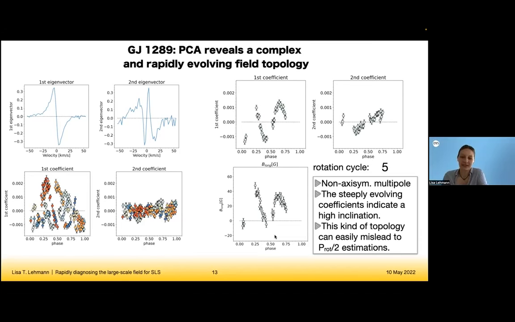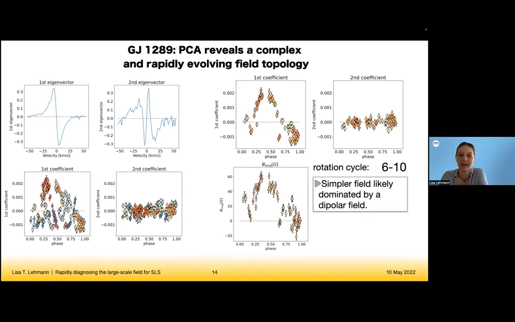This kind of topology can also easily mislead you to underestimate the rotation period. You can easily see that the rotation period appears to be just half of what it actually is. One rotation later, you see it's a completely different picture. Now it is more dipole-like. The signal in the second coefficient vanished, so that means the field must be more axisymmetric.